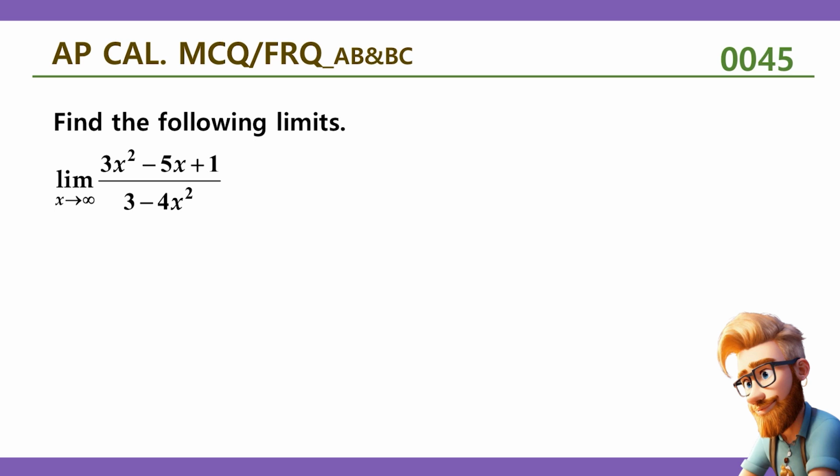Question number 45. We have the limit as x approaches infinity of (3x^2 - 5x + 1) over (3 - 4x^2). If x approaches positive infinity or negative infinity, we look at the denominator and look for the term with the highest degree. The constant is degree 0, and here we have negative 4x^2, which is degree 2. So the highest degree in this denominator is 2.